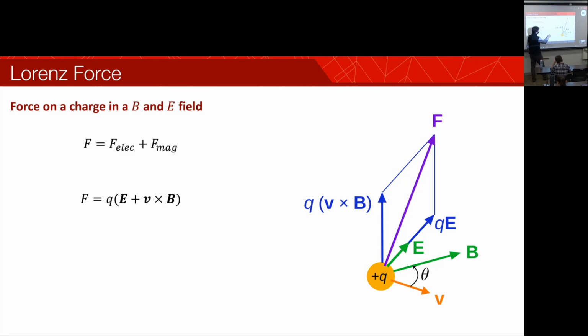So F mag is Q times V cross B, I'm sorry, V cross B, not V cross R. V cross B gives me my magnetic force, this term here. And then I just add these two vectors together. Remember that when you add vectors together graphically, you can create the opposite side of the parallelogram, and that gives you the resultant of those two forces.